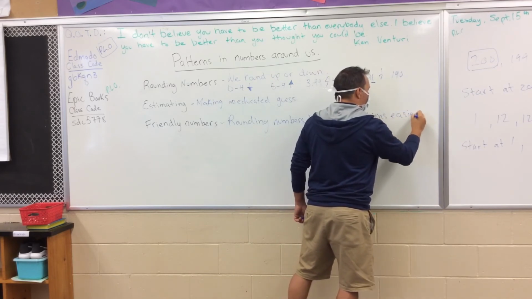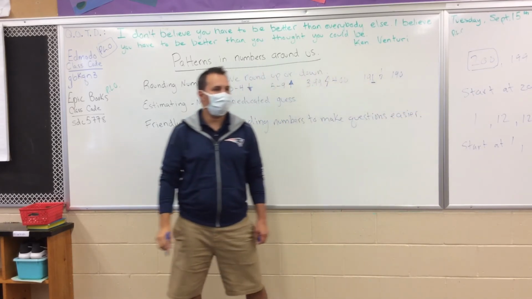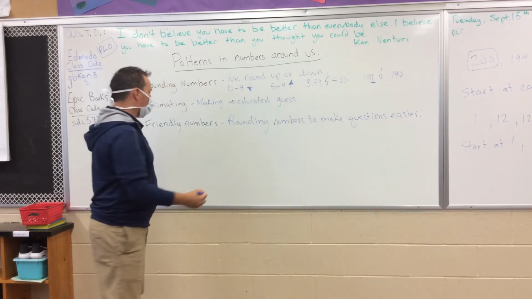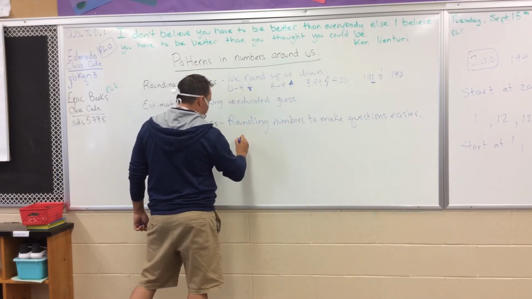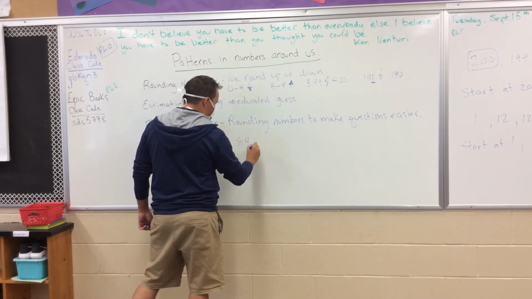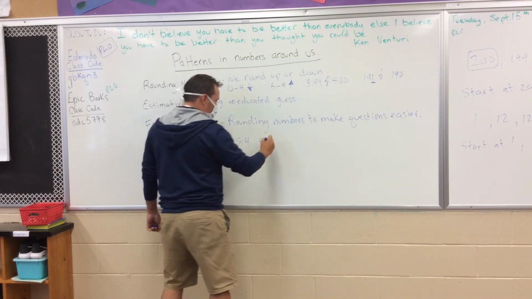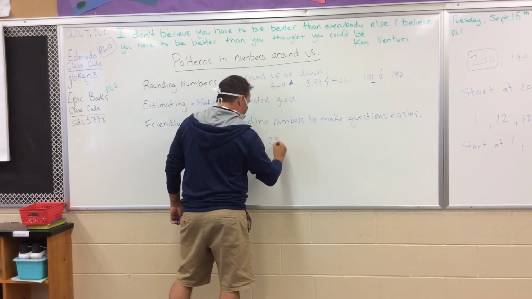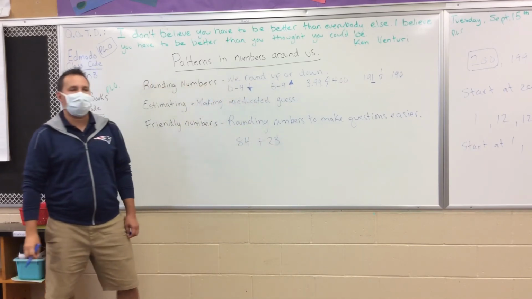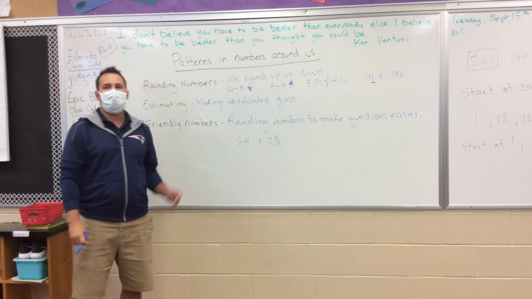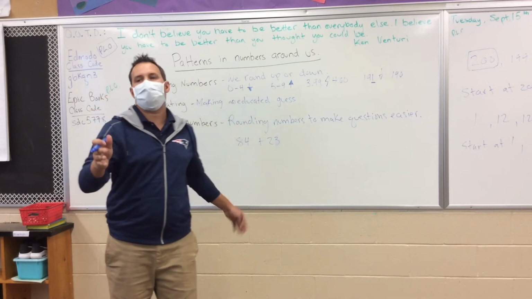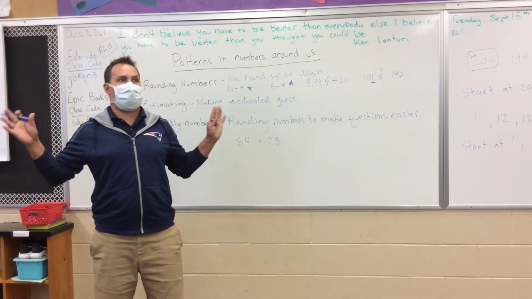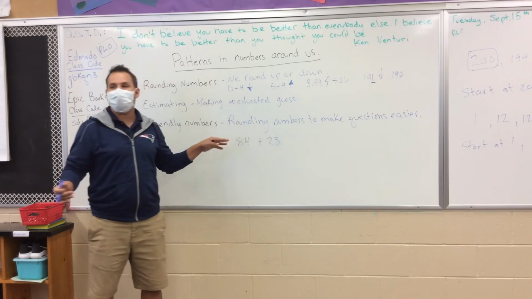We say rounding numbers to make questions easier. So if you have a question like this, if you say 84 plus, let's say, 26. Actually, hold on, I'll say 23. Okay? Let's say 84 plus 23. If I say, tell me, Joe, what 84 plus 23 is, you might freeze up and go, I'm not sure. There's a lot of numbers there.